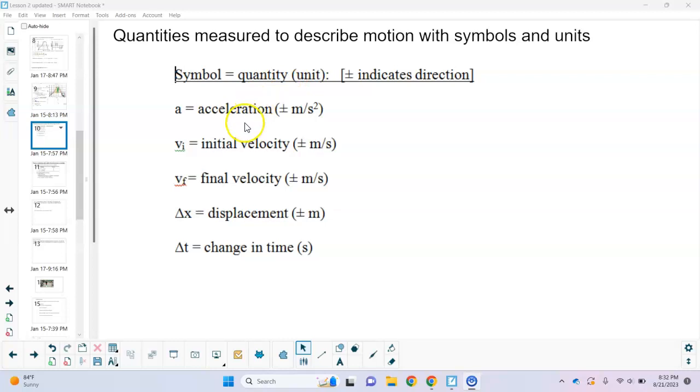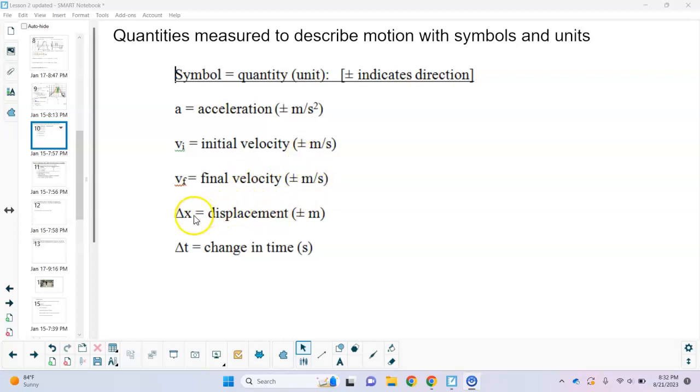Then we have initial velocity, which would be VI, the velocity at the beginning of a time interval. Again, positive or negative for a direction, with meters per second for the units. Final velocity is the velocity at the end of a time interval. It doesn't have to be at the very end of the motion. It can be during the motion, just like the end of a time period. So final is a little bit misleading, but again, same units as initial velocity, positive or negative for direction, meters per second.